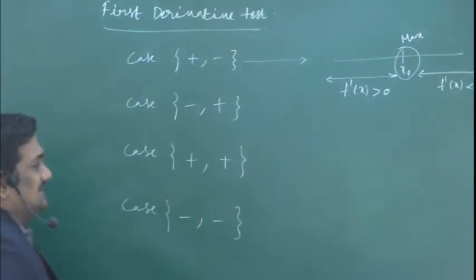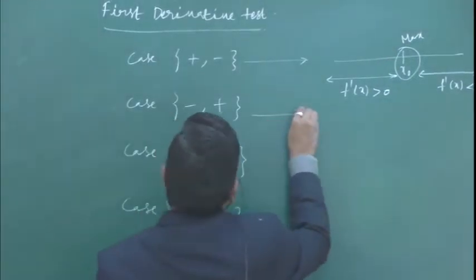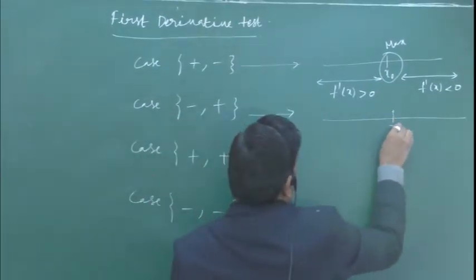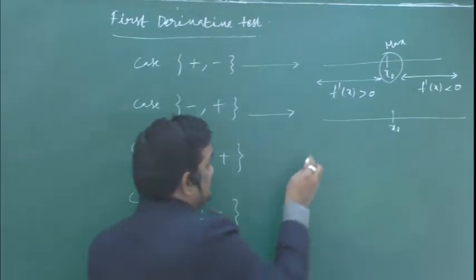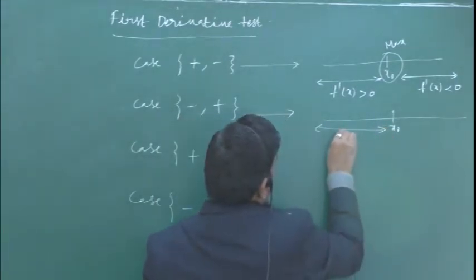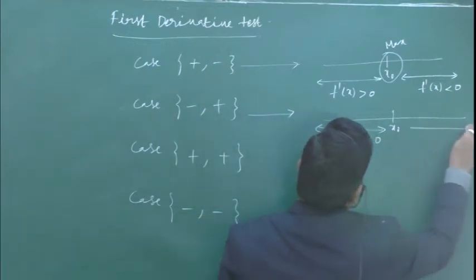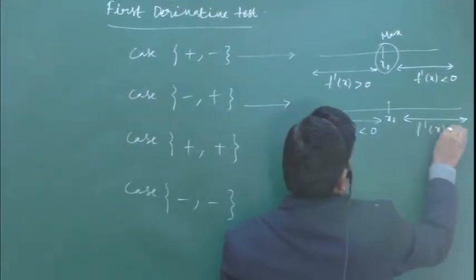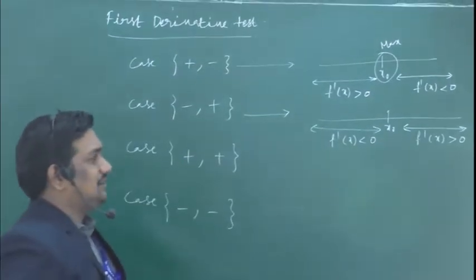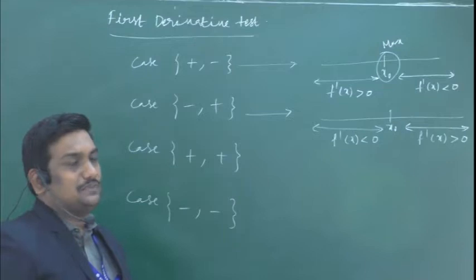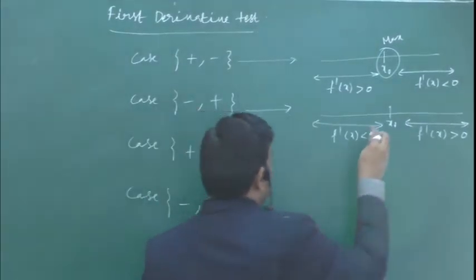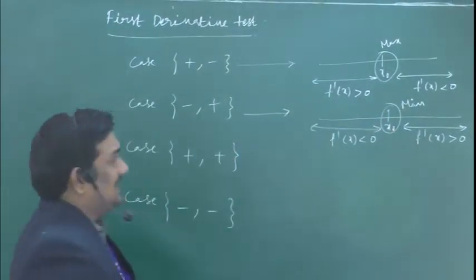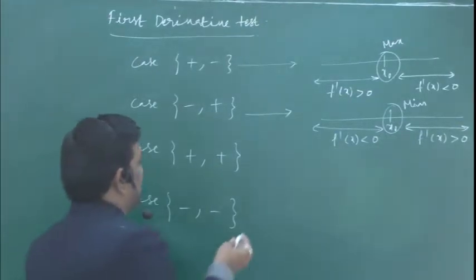Next let us consider the other case, minus comma plus. Suppose this is the number line and this is the point x0, and on the left hand side of x0, the first derivative value is negative, and on the right hand side of x0, the first derivative value is positive. So according to this test, the function has minimum at the value x0.